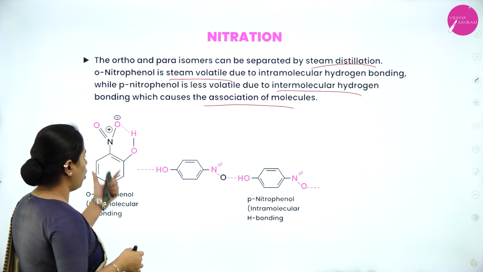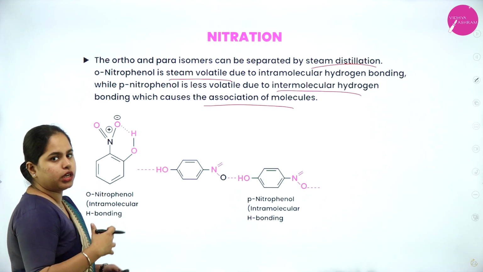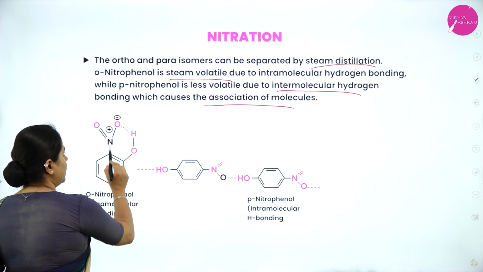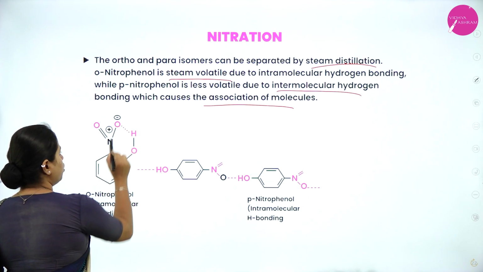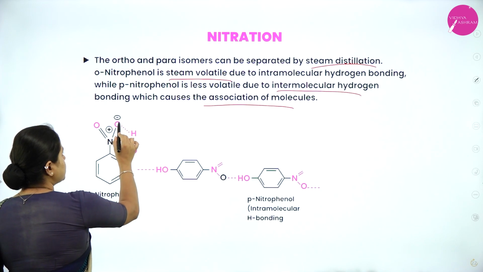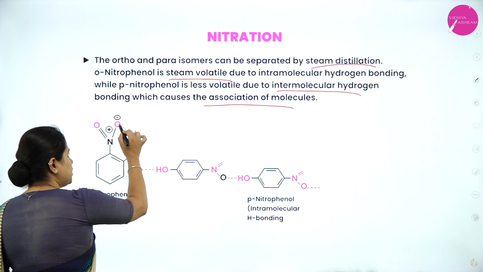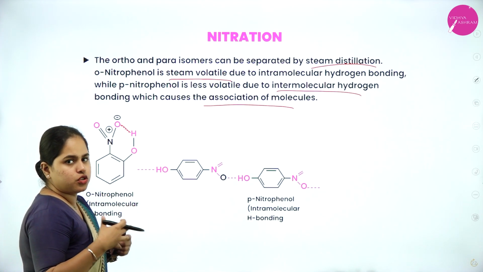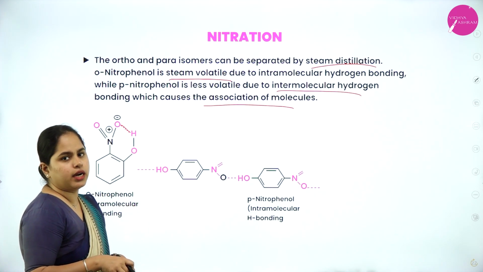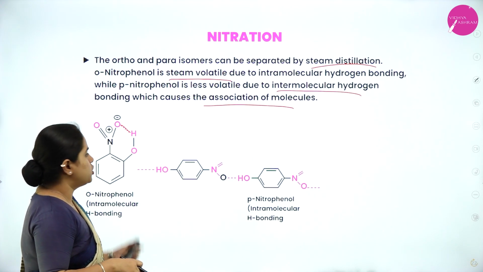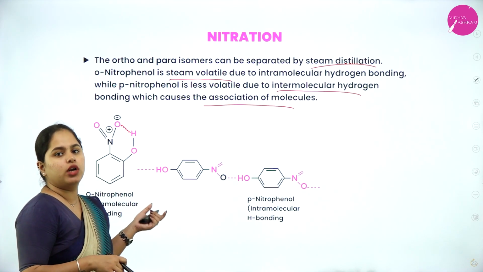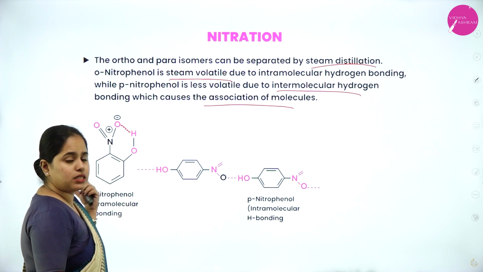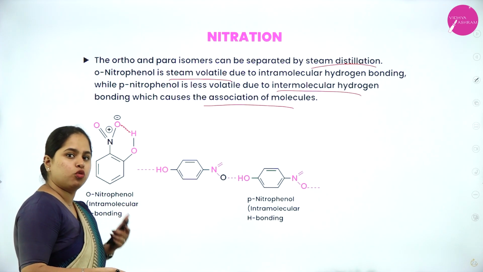Okay, so this is your orthonitrophenol. Intramolecular hydrogen bonding takes place. As you can see, this is the phenol and this is the nitro group, NO2, and you have OH. So oxygen has a negative charge and hydrogen a positive charge, and a bond is formed here within the molecule. So this is an intramolecular hydrogen bond, right, within the molecule. Because of this, it is steam volatile, that is, it is more volatile. So this orthonitrophenol can be separated through the steam.